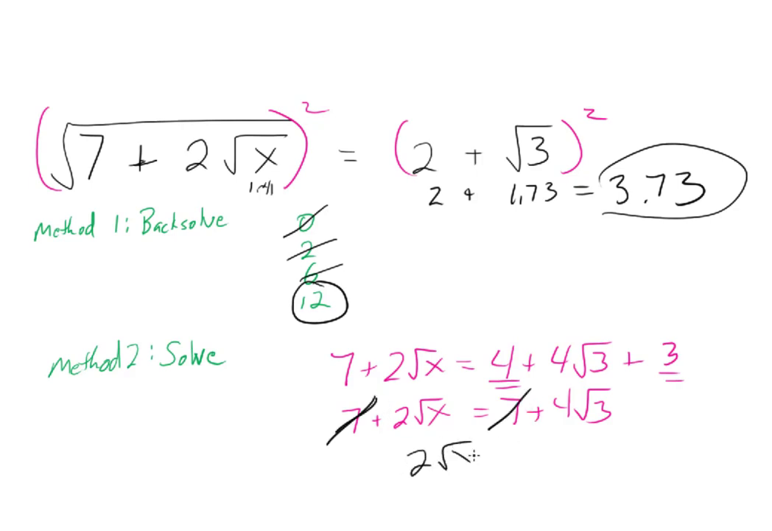2 root x equals 4 root 3. Okay, I could rewrite this, that root x equals 2 root 3, which I could put the 2 back into the radical as 4. So 4 times 3, this is root 12. X equals 12.